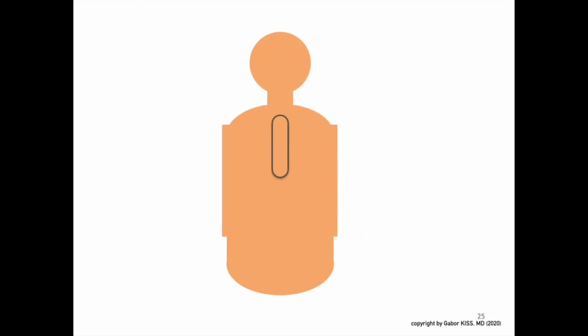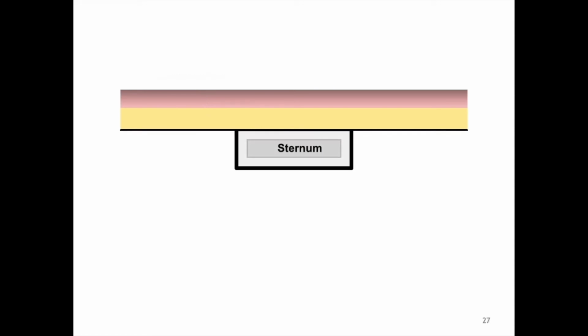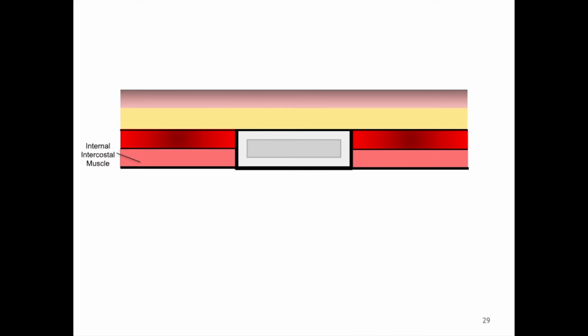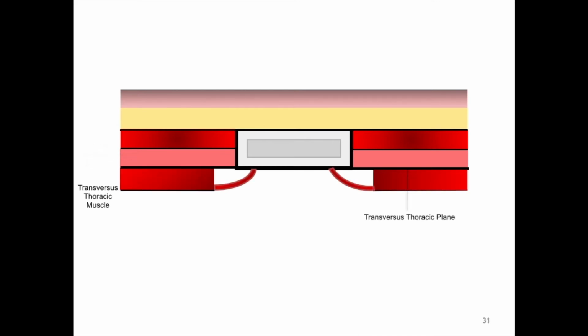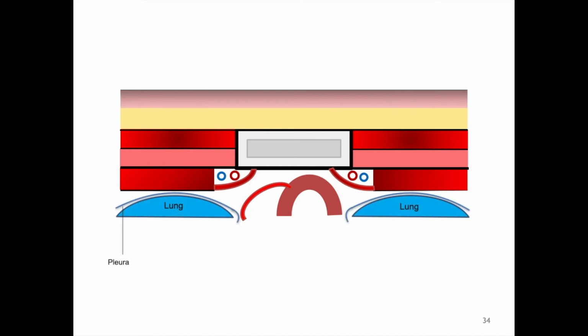We will now have a view on the anatomy of the parasternal region on a transverse cross-section of the sternum. First the skin, below is the sternum, then the pectoral major muscle, with underneath the internal intercostal muscle, further below the transversus thoracic plane and the transversus thoracic muscle surrounding the internal thoracic vessels. Then further posterior starts the mediastinum with the pericardium and the heart, and the neighboring thoracic cavities including the pleura and the lungs.